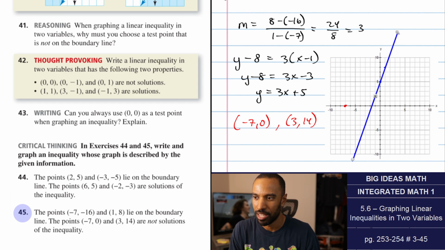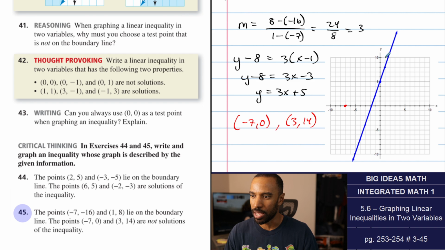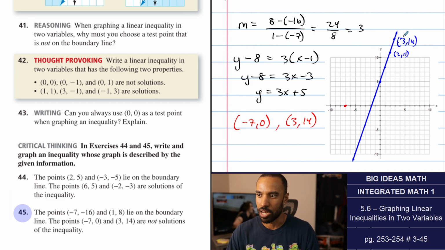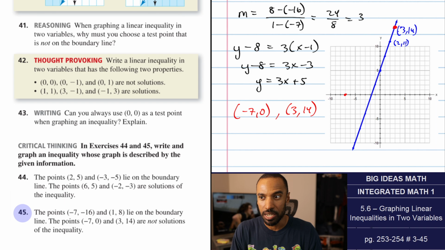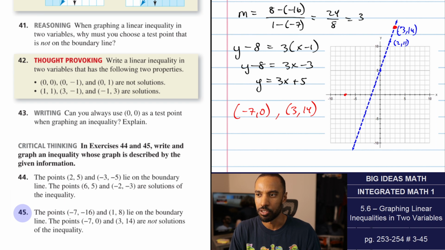Let's imagine it. If I kept going, what would be the case here? I'd go up 3 over 1 like this. That's at (2, 11). And yeah, another up 3 over 1 would indeed be at (3, 14). Now (3, 14) is not supposed to be a solution to it. Neither is this. (3, 14) not a solution means this has to be dashed. A point that's on a dashed line is not a solution. This is not a solution either. That means we do not shade on that side of the solution set.